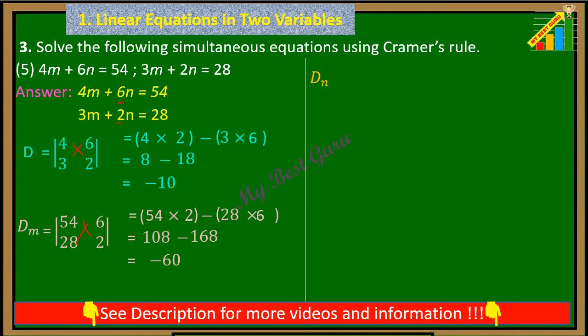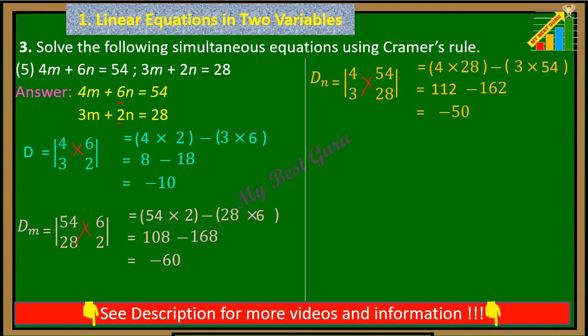Now Dn, so the second variable is n, so find out Dn. So Dn is again A and C. So A is 4 and 3, and C is 54 and 28. Find out the value of determinant Dn. So cross multiply these two. So 4 multiply with 28 minus 3 multiply with 54. So 4 multiply with 28 is 112 minus 3 multiply with 54 is 162. So when you subtract these two, you will get 50 and the sign of the number is minus.